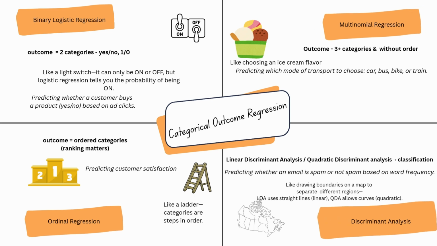Discriminant analysis, a classification method that finds linear or quadratic combinations of predictors that best separate categories. It's like predicting whether an email is spam or not based on word frequency.